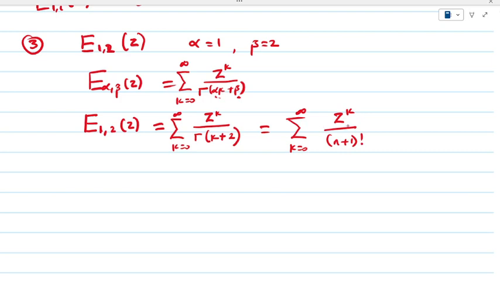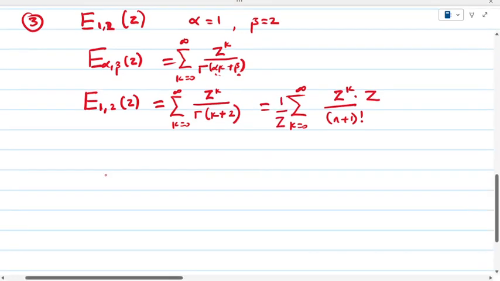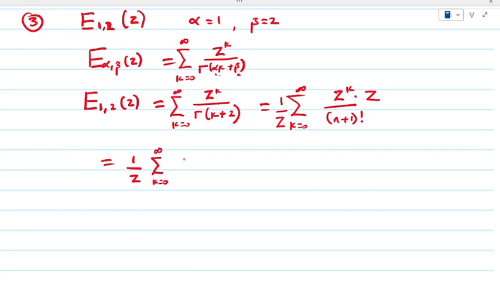So I'm going to multiply the numerator by z and also divide by z so that the equation will not be altered. With that, I can have 1 over z, summation k equals 0 to infinity. According to the law of indices, the bases are equal, so I add up the powers, which is k plus 1, over (k plus 1) factorial.